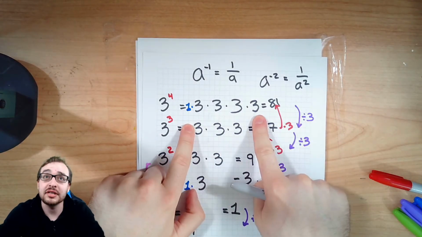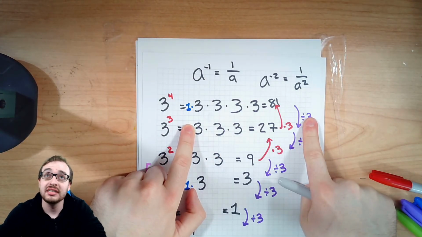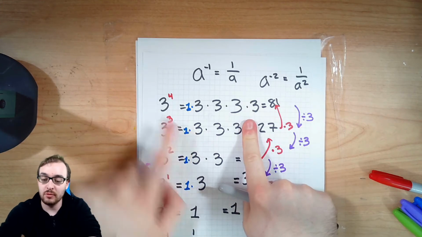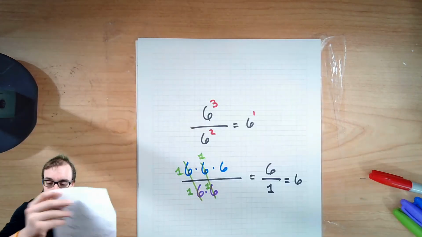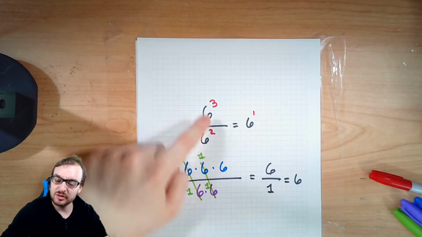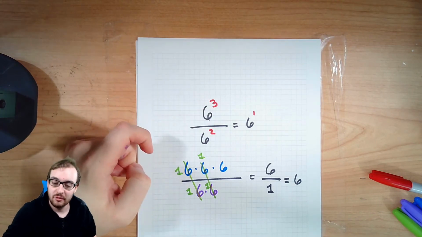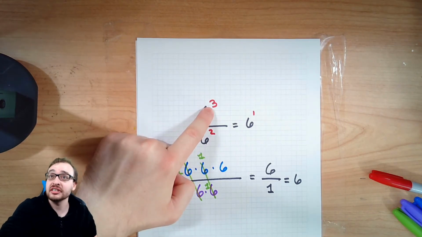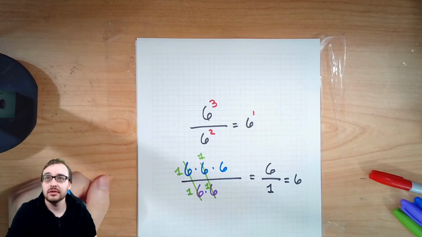We had 4 3s here, and as we went down, we divided by 3. Dividing by 3 got rid of a 3, right? Made 1 less 3 there. So as we divide out these 6s, it starts removing 6s from the top. We're removing 2 6s from the 3 6s at top, and we get 1 6 left over.